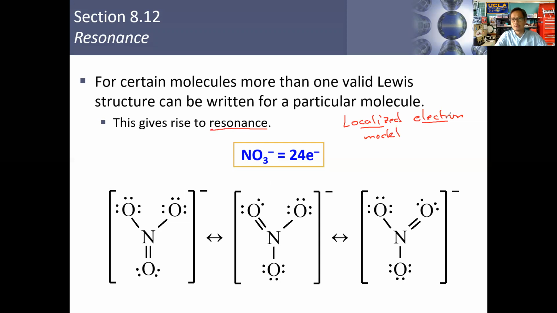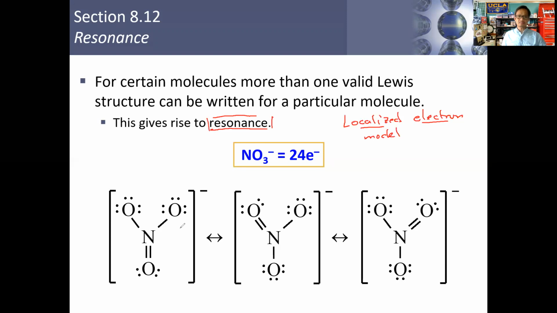This gives rise to one of the main problems with the localized electron model, and that is it really doesn't fit in with quantum mechanical data. Remember, according to quantum mechanical theory, we can't say where the electrons are. We don't know where they are. And so one of the ways that the localized electron model tries to account for the delocalization of electrons is by saying that we have this phenomenon known as resonance.